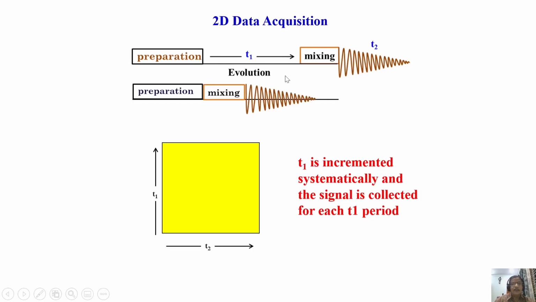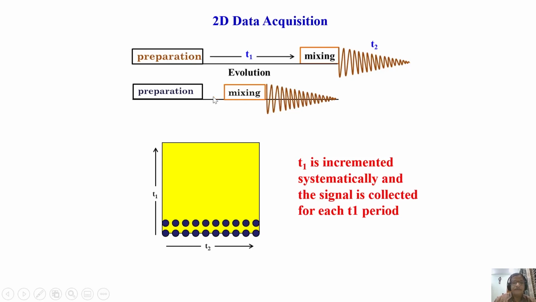Initially, let us say there is no delay. T1 is 0. Absolutely no delay at all. Now we give a small time period here. T1 is put, and here the FID is collected. Signal is collected here. Now, as a consequence, the delay is this. There was no delay. Now the gap increased.